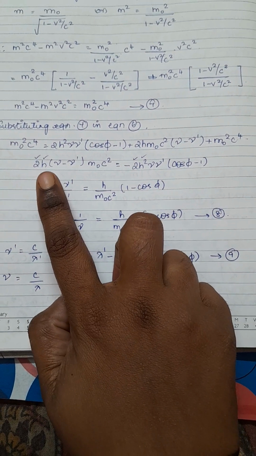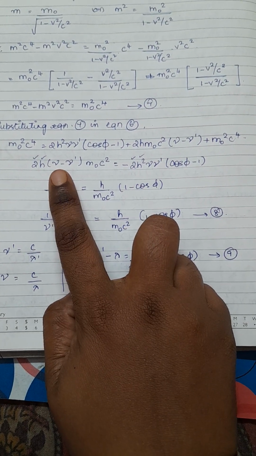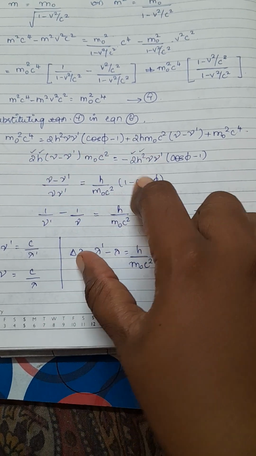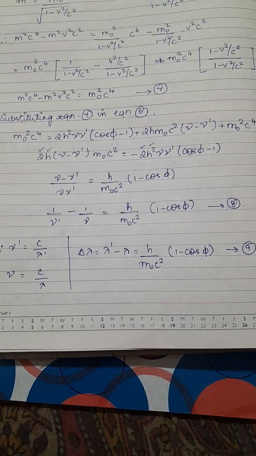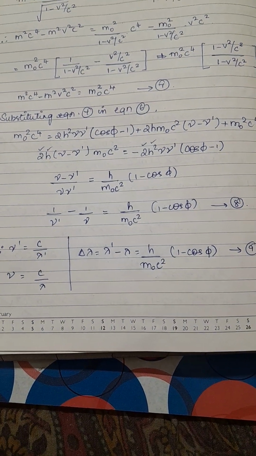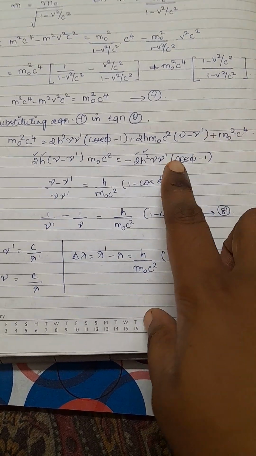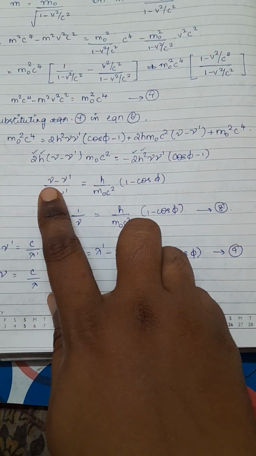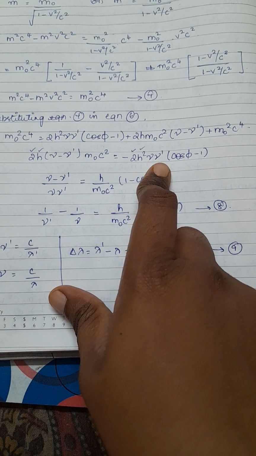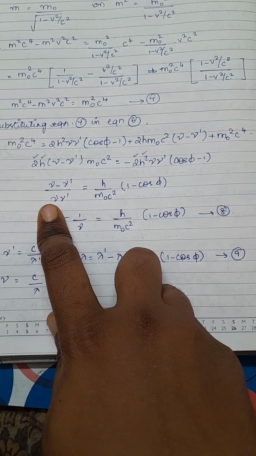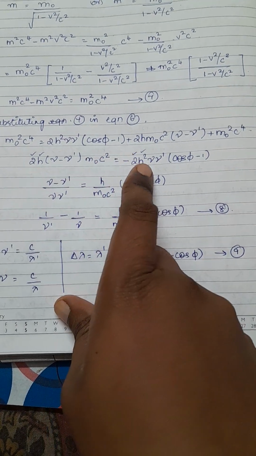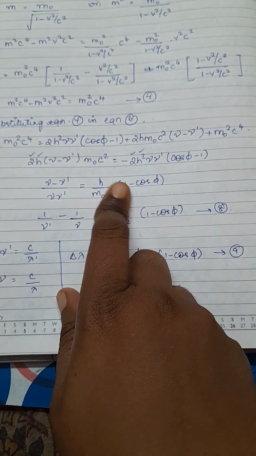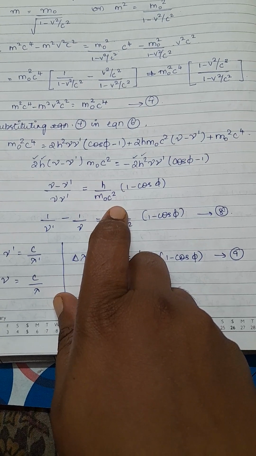Once we cancel the common terms, we will get nu minus nu prime times m naught c square on one side, as well as minus nu prime cos phi minus 1. In order to remove this negative sign, we are going to rewrite cos phi minus 1 as 1 minus cos phi. So nu minus nu prime, here you have nu prime. Taking this to the other side, it will come as denominator. Here you have only h, and m naught c square will come to the other side, so it will be written in the denominator.